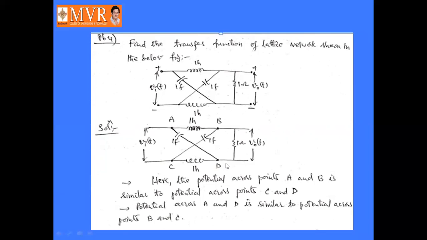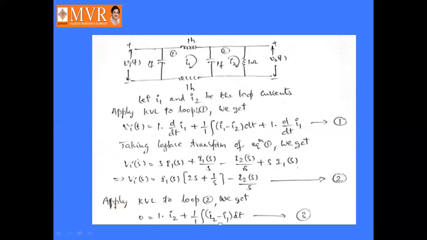Here, let us consider the points: this is A, this is B, this is C, and this is D. The potential across the points A and B is similar to the potential across the points C and D. The potential across A and D is similar to the potential across the points B and C. Okay, so write the equivalent circuit of this one.